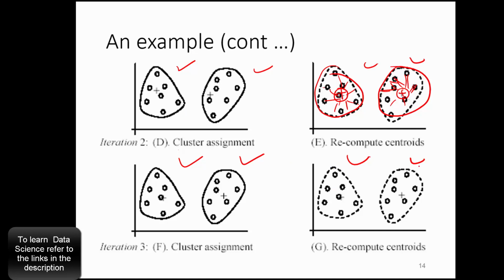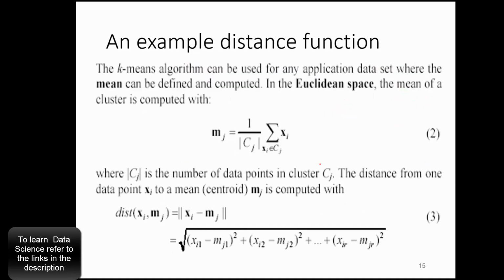Okay, so this is the way the algorithm works. It works with iterations, where there is a recomputation of centroids and reassignment of data points to different clusters, and only when there is no change in a few iterations do we conclude that the algorithm has converged.